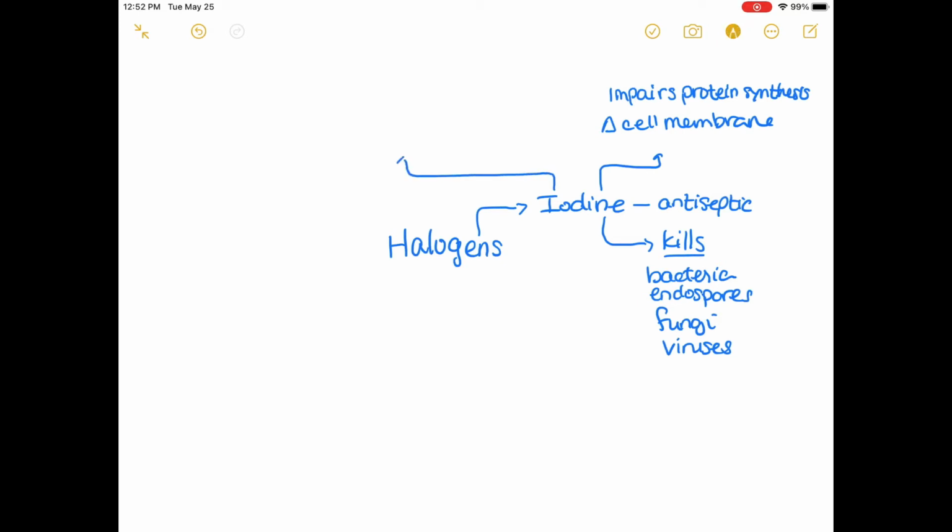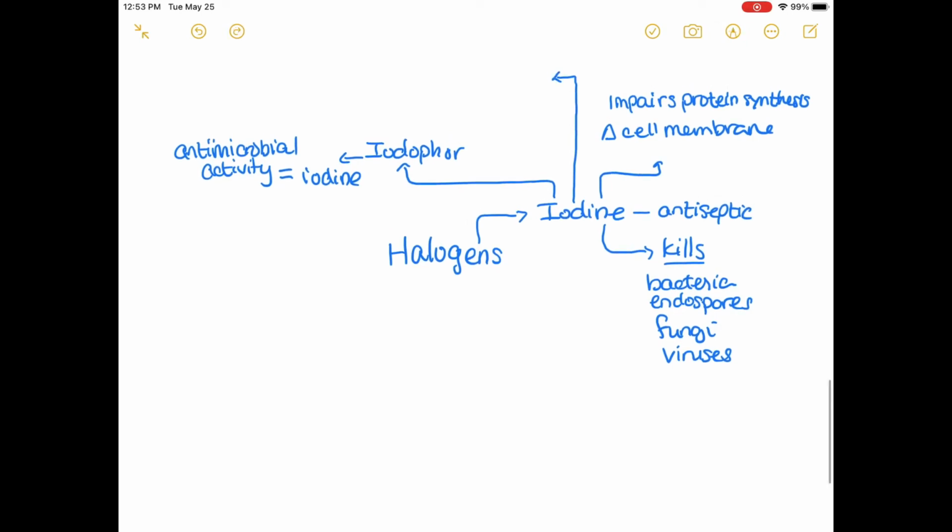An iodophor has the same antimicrobial activity as iodine, but there is no staining and there is less irritation. An example of an iodophor is Betadine. Iodine can be used as a skin disinfectant or it can be used to treat wounds.